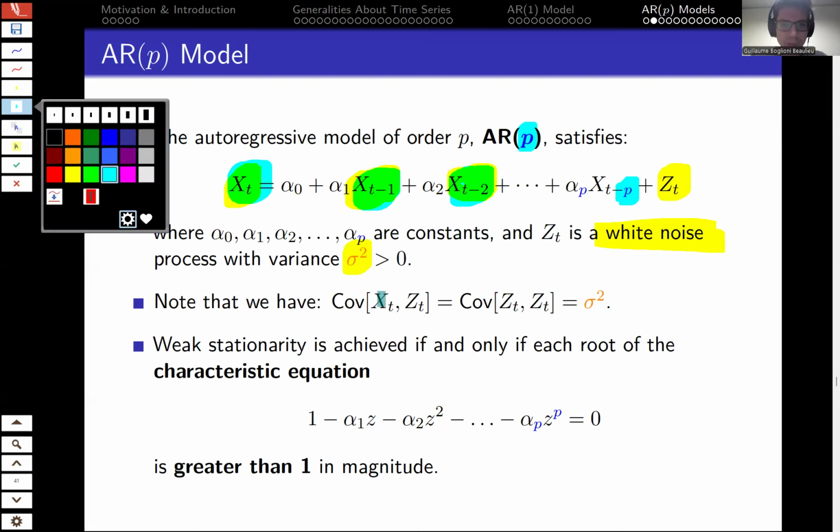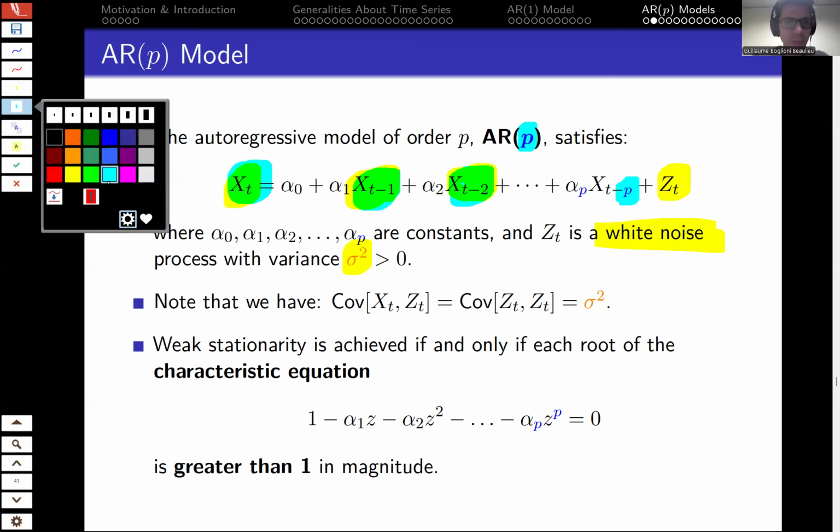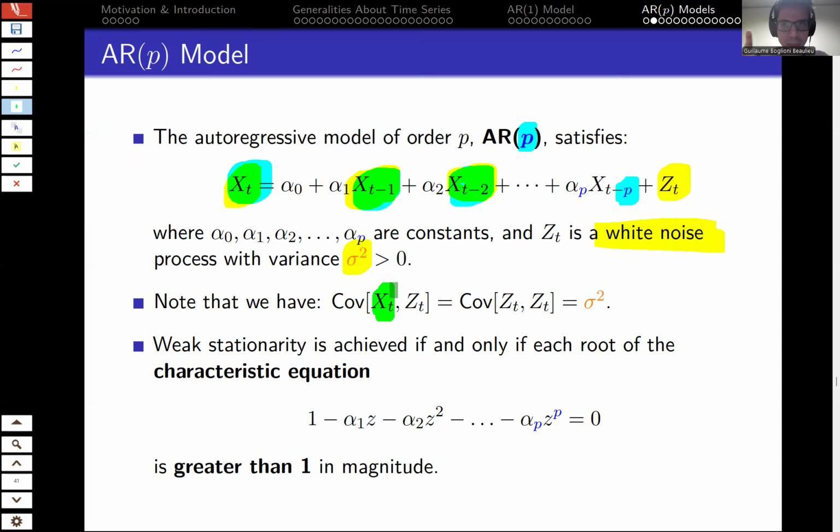Now here we have a little note. We're going to use this in the future. So you can note that the covariance between x_t and the noise at time t is not 0, it is sigma squared. Well, yes, because careful, x_t is a function of z_t. You see, z_t is here.